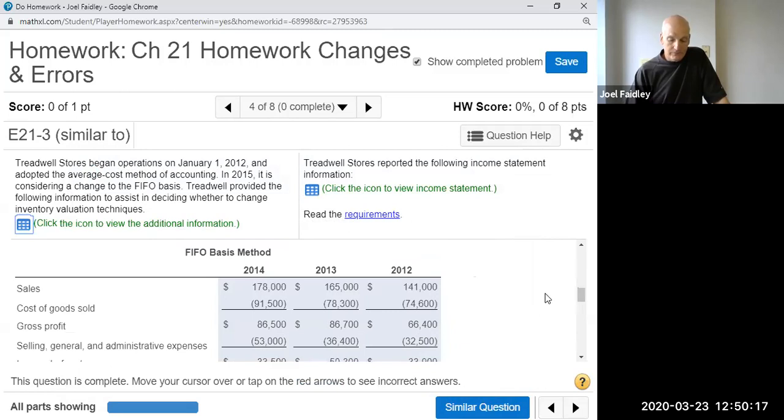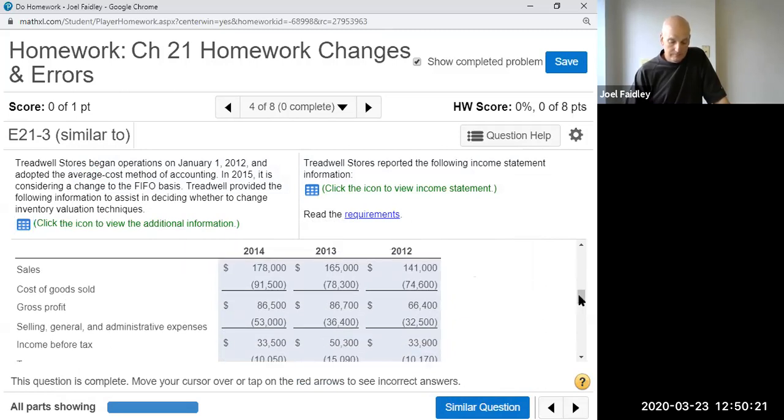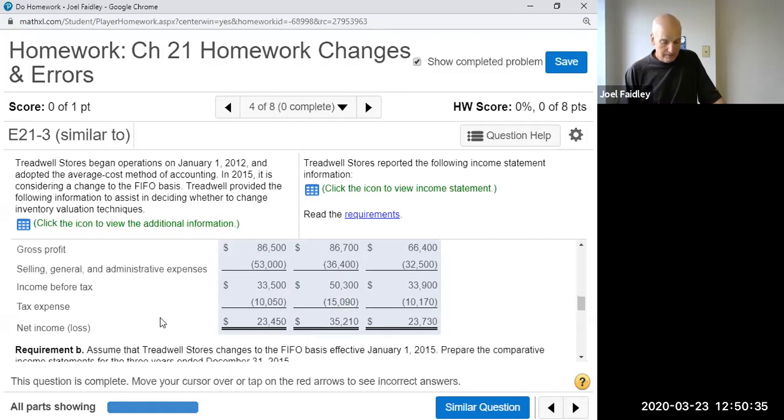Then we do the same thing for FIFO. Plug in the same numbers there for sales. Then cost of goods sold, you've got to pull that off. All this information is given, you're just plugging it in there to come up with what your net income or loss is for each of those years.